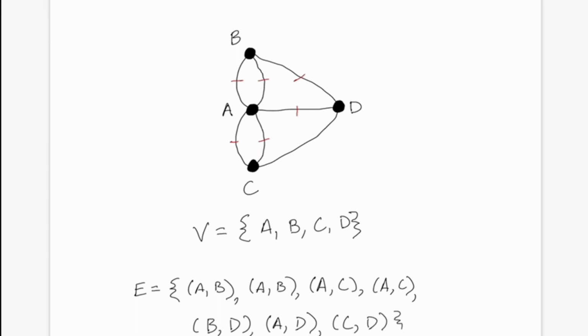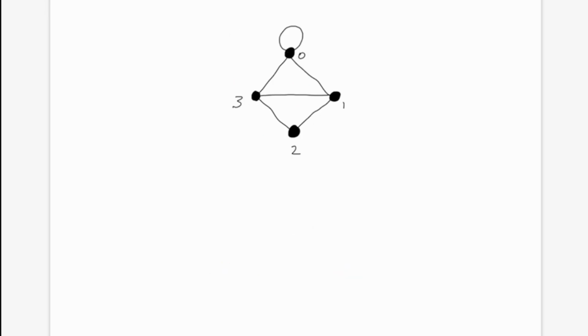This is where we're abusing the notion of a set a little bit. We have two copies of the edge A, B and two copies of the edge A, C. Now, in a real set, we couldn't have multiple copies of the same object. A set like this is usually called a multiset. In some cases, a graph can have an edge between a vertex and itself. We call these edges loops. And here's an example of one on this graph.